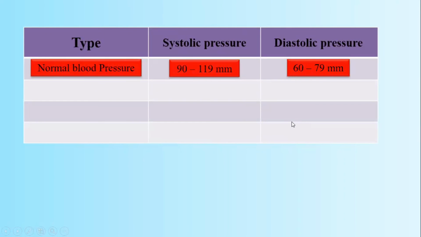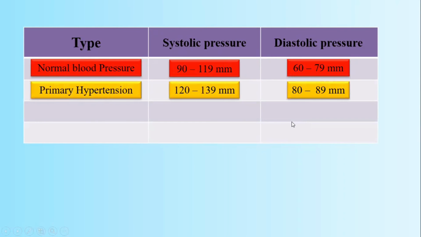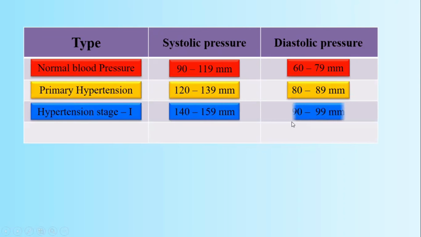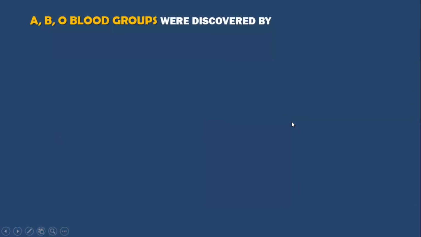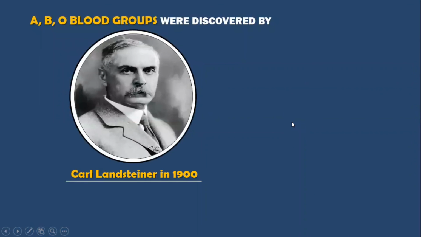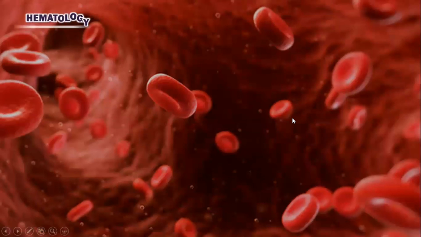Systolic, diastolic, normal blood pressure is around this much. At hypertension time it becomes this much, stage 1, and hypertension stage 2 is this much, which is not good. All these blood groups were discovered by Karl Landsteiner in 1900. He won the Nobel Prize.